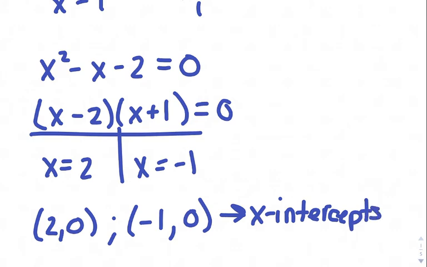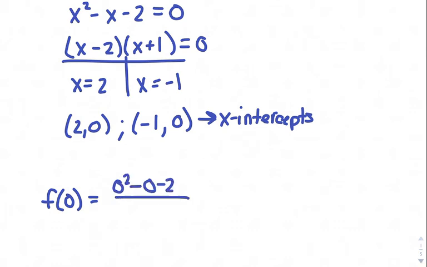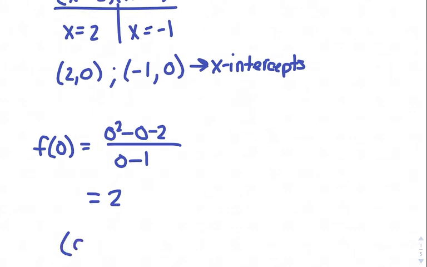Now to find the y-intercept, remember you plug in 0 for x. And you use the whole equation. So it's going to be f of 0 equals 0 squared minus 0 minus 2 over 0 minus 1. So when you simplify that, you're going to get 2. That means it crosses the y-axis at (0, 2). And that would be your y-intercept.